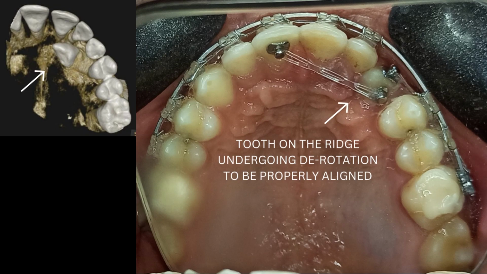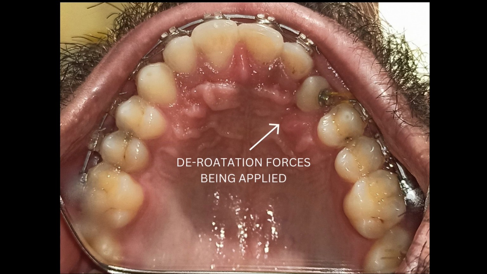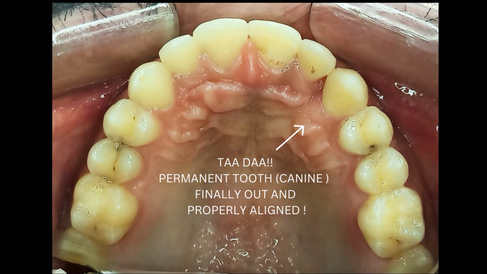As we had seen in the X-ray, the canine was rotated. So once the crown was exposed, we had to apply derotation forces to properly align it. Here we can see that the impacted canine has reached the ridge completely, and now it has again been derotated. Finally, the impacted tooth was out and properly aligned.